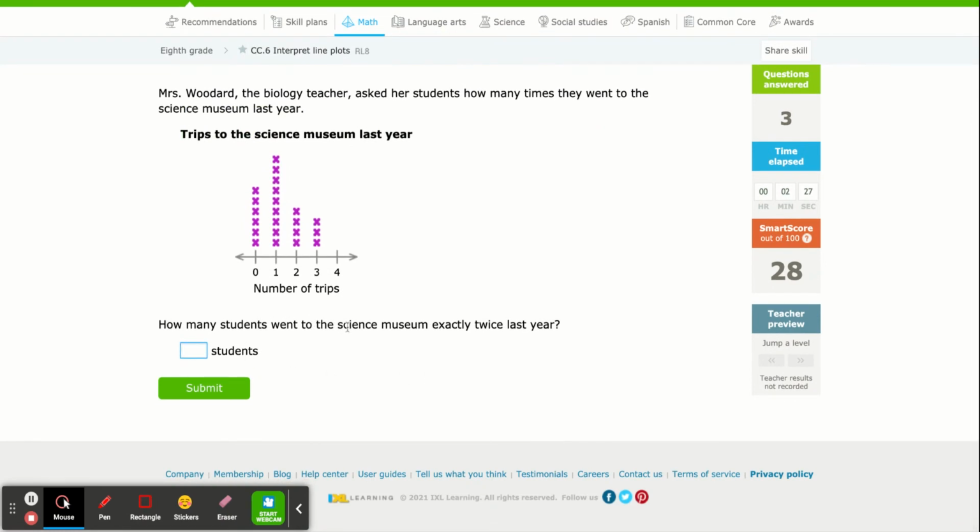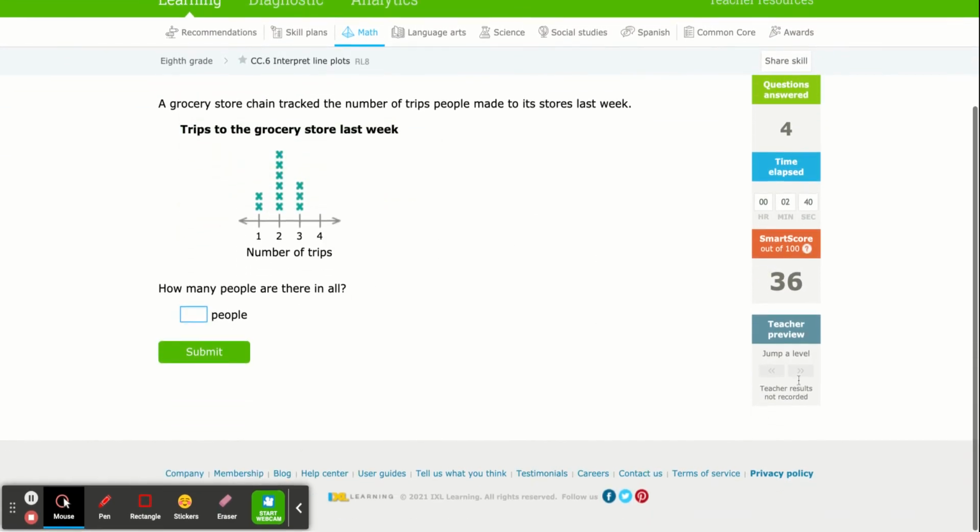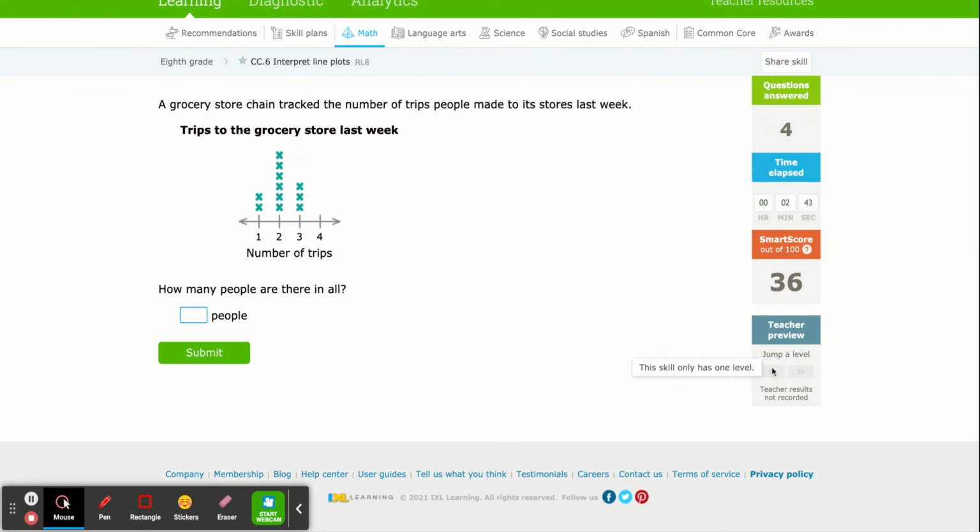How many students went to the Science Museum exactly twice last year? Number of trips. Again, it's important to read carefully. This is the number of trips. And there were 4 people that went exactly twice last year. Wow, look at this. I can't even jump up. So all of them are going to be this simple.